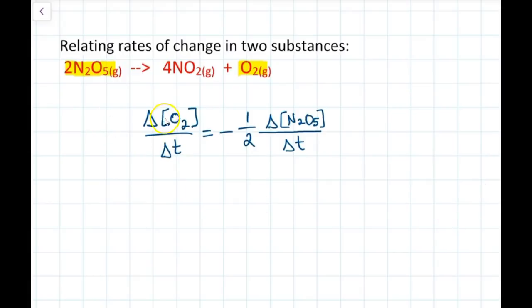So the change in concentration of oxygen over time is equal to negative 1/2 times the change in concentration of N2O5 over change in time. So it's going away, but we've accounted for that with a negative sign, and it's going away twice as fast, but we've accounted for that with the multiplying by 1/2.